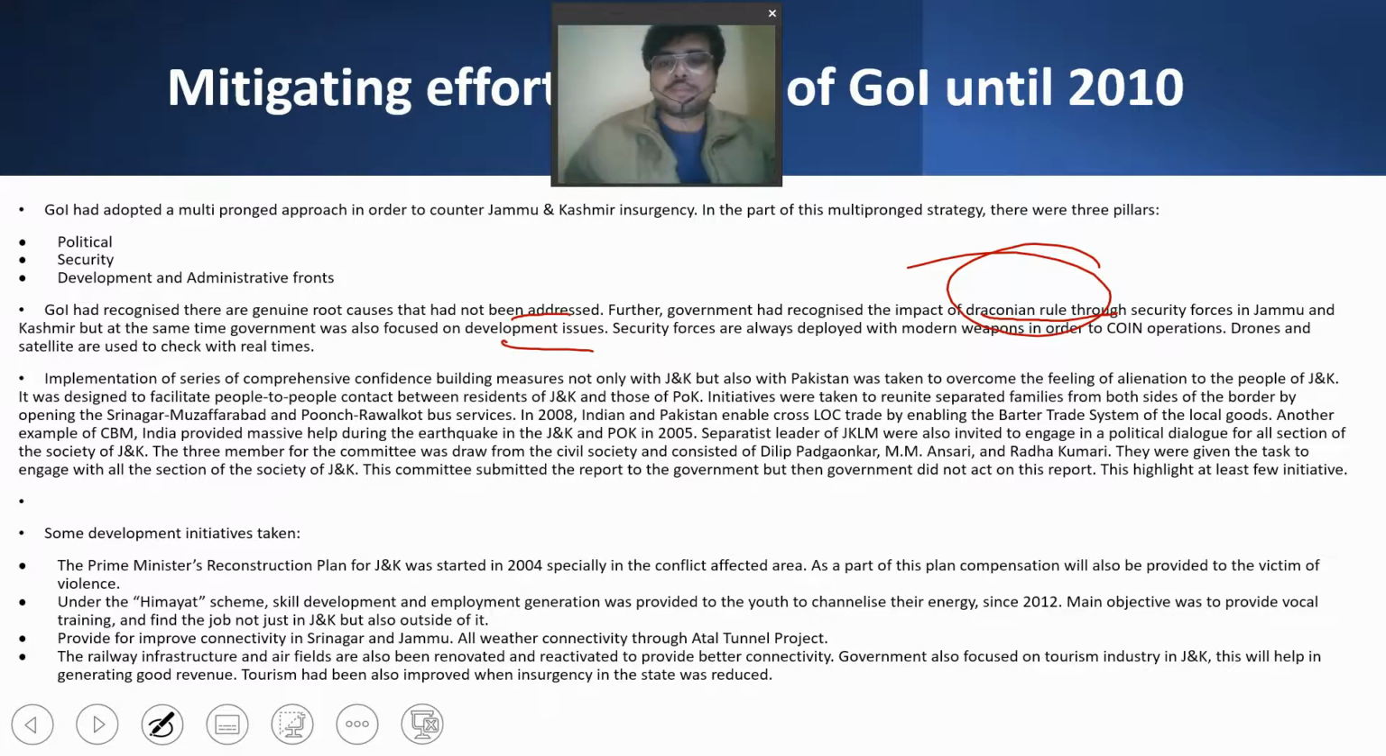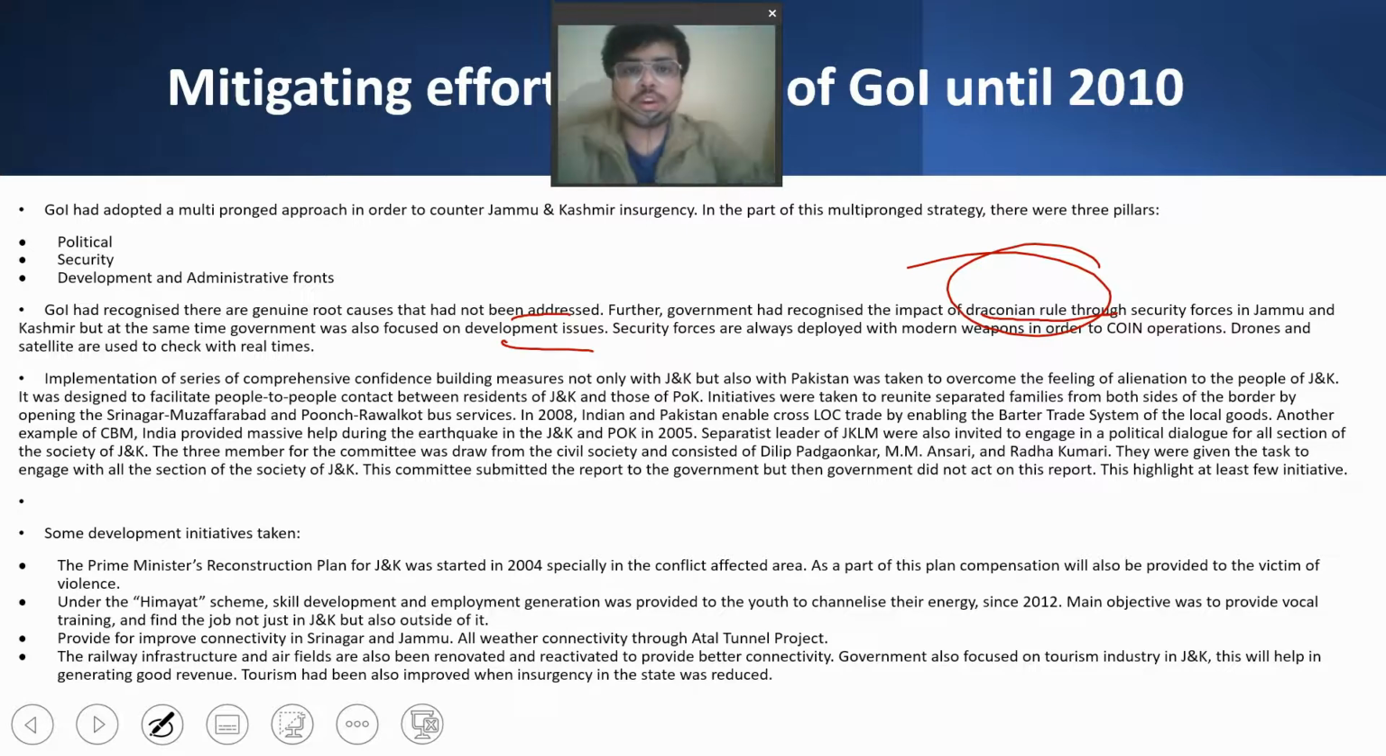So security forces are always deployed with modern weapons in order to counter operations. Whatever devices were given to them were based on modern weapons and counter insurgency operations, and drones and satellites are used to check in real time. Whatever drones and satellites were used, they have live cameras and all.